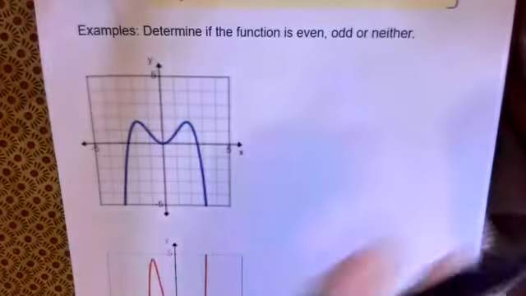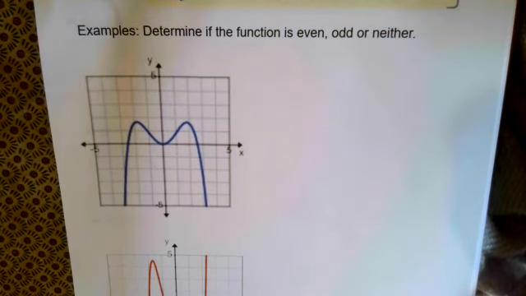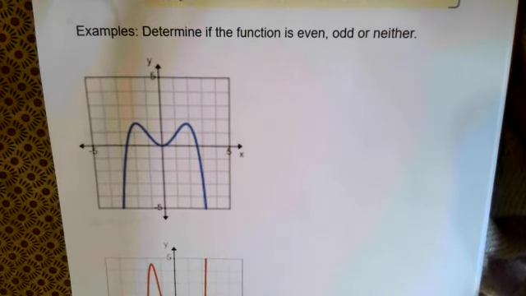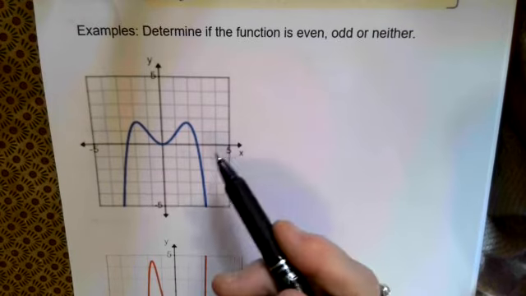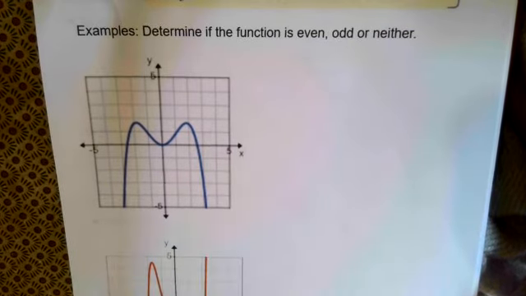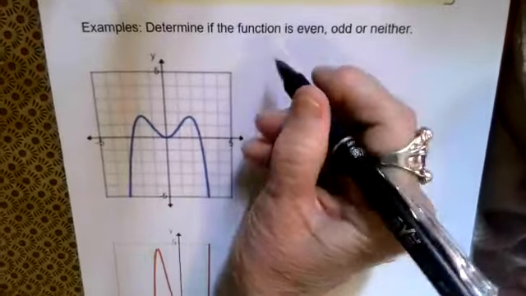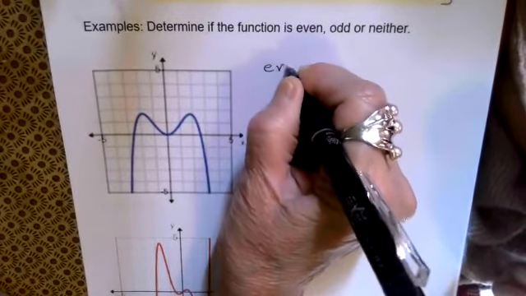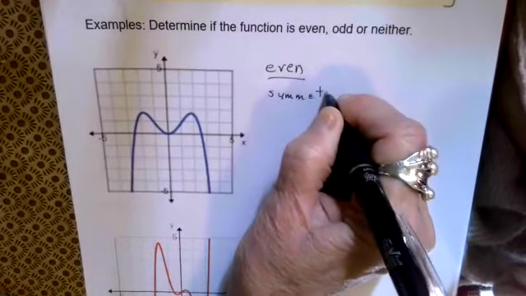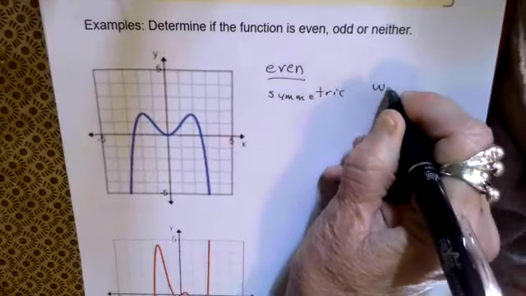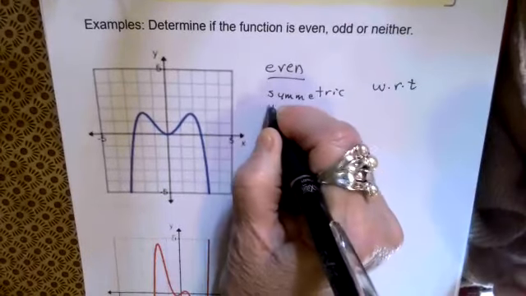Okay, so let's determine whether these functions are even or odd. Is this symmetric? Because you can look at it, the first thing you can do is look at it and just see if it's symmetric. This one is symmetric with respect to the y-axis, so it's even. It's symmetric with respect to the y-axis.